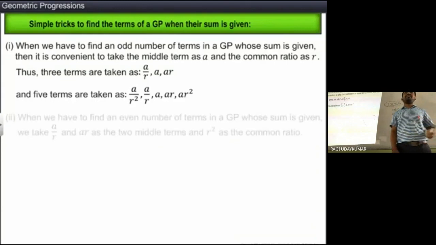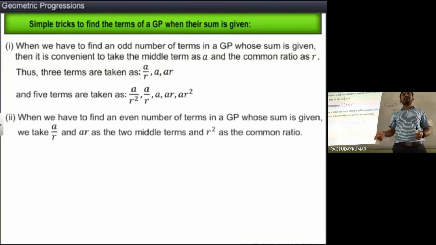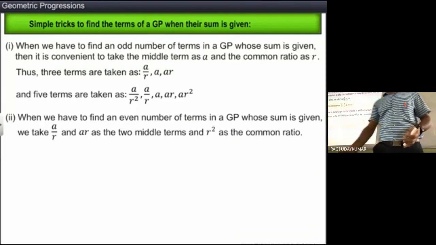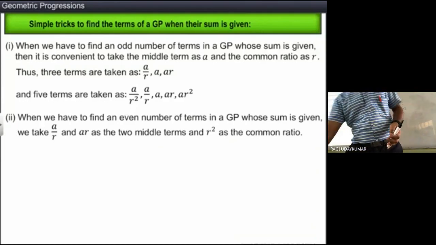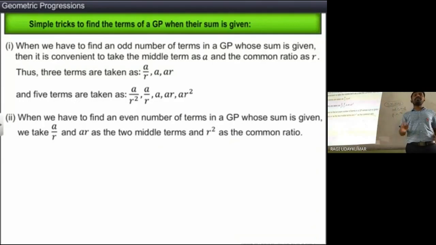If five terms are given to you, take A by R square, A by R, A, AR, AR square. Okay. Next, when we have to find an even number of terms of a geometric progression, where sum and product are given to you, we take A by R and AR as the middle terms, and R square as the common ratio.